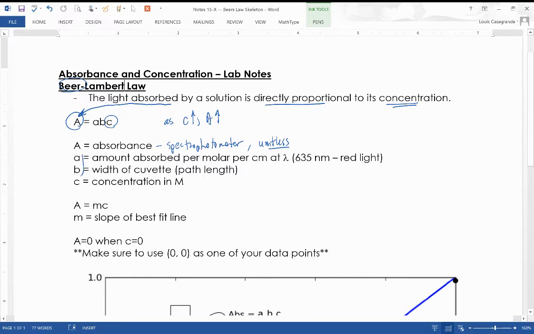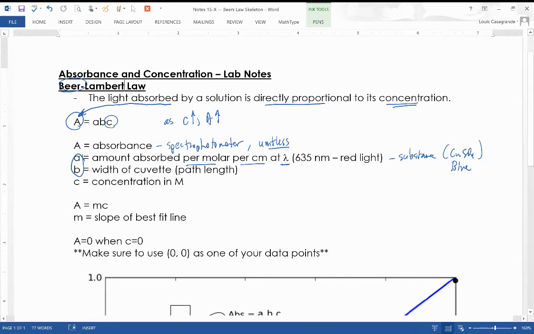Now, A and B are two things that aren't going to change. I'll describe what they are, but they're not going to change during our experiment. A is the amount of light absorbed per molar per centimeter, and that's going to be something that depends on both the substance, and the substance in this lab is going to be copper 2 sulfate, and we're going to get that pretty blue color of the copper 2 plus. And wavelength is something that's important as well.